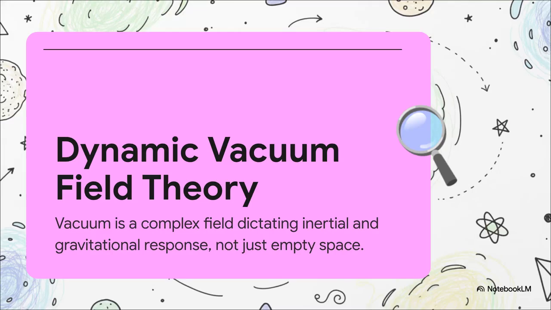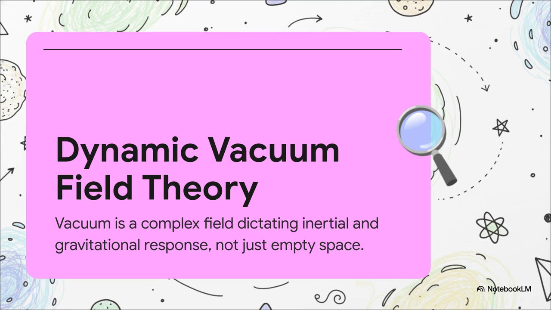Okay, to really grasp how empty space can push stuff around, DVFT asks us to stop thinking of the vacuum as a void of nothingness and instead treat it as a complex amplitude-phase field. Think of the vacuum as a fundamental fabric, a substrate that has two key properties, amplitude and phase. The paper represents this mathematically, showing that the amplitude governs how things respond to gravity and inertia, while the phase carries the structural, topological memory of the universe itself.